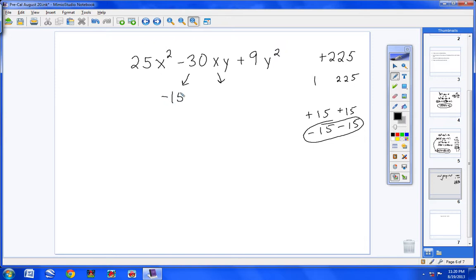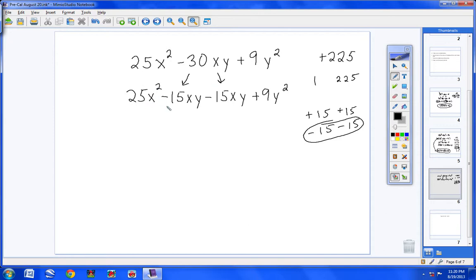Now look what I put. What is your middle term? It's an xy term. Do you see that? So I've got to put negative 15xy. Then look over here, your next number, it's a negative 15. So negative 15xy. Pretty cool. And now bring down your 9y squared. And then bring down your 25x squared. And now we're ready to roll.